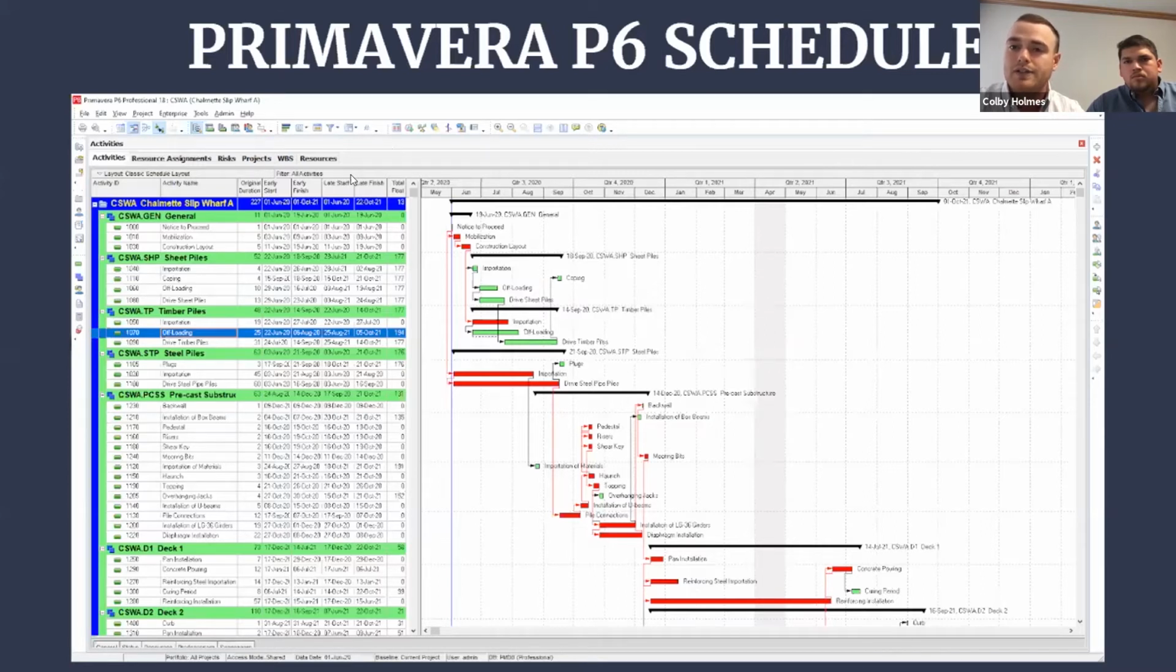The lines in between these activities are their relationships. That tells you what can have a start-to-start relationship, what can have a finish-to-start.